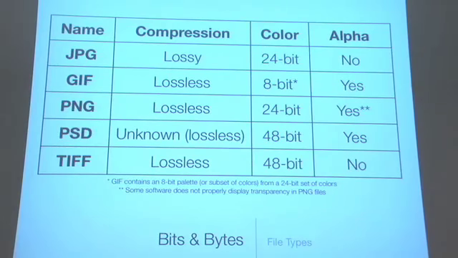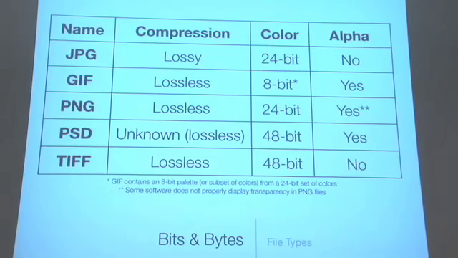So PSD, that's a Photoshop type file. I don't actually know what type of compression they use. If any of you happen to be on the Photoshop team, please tell me. And it can actually support 48-bit color, which, as you remember, means it has the 3 channels, and when I say channel, I mean it has the 3 colors, red, green, and blue. Each one is 16 bits.